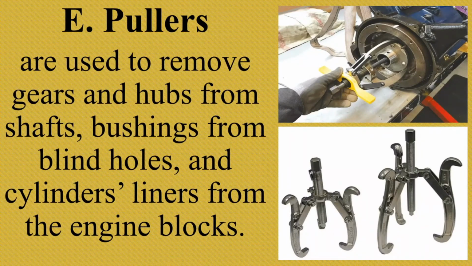Pullers. Pullers are used to remove gears and hubs from shafts, bushings from blind holes, and cylinder liners from the engine blocks. Now, what is the main purpose of a puller? A puller is a tool used to remove parts such as bearings or gears from a shaft. They have legs, typically 2 or 3, which circle around the back or inside of a part, and they also have a forcing screw which centers up against the end of a shaft. The main purpose of this tool is to help remove heavy parts or tightly fitted components.